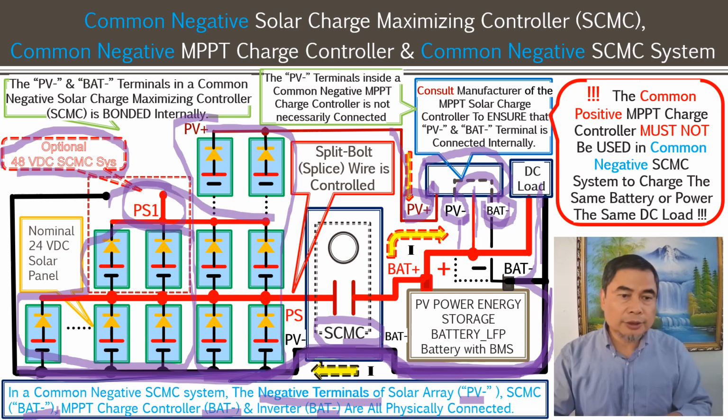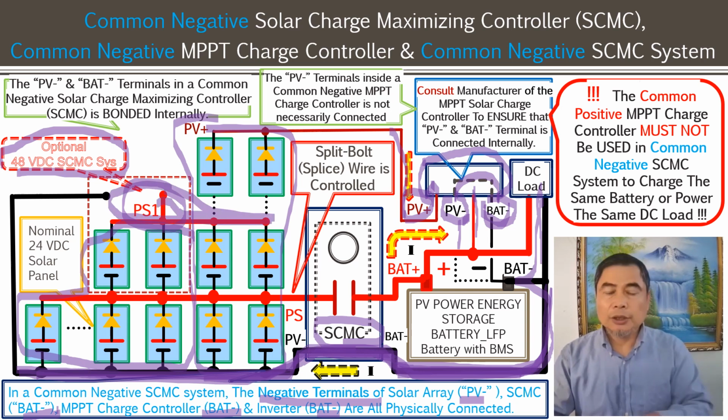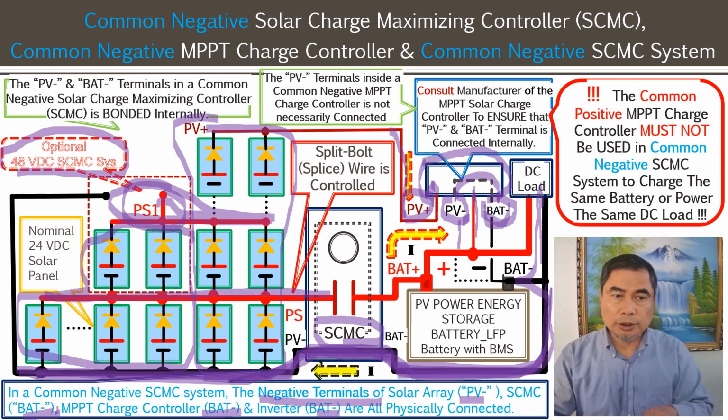Now, you don't necessarily have to have this connected to make a solar charge maximizing controller system. So that's the split wire we talk about. It's controlled by the solar charge maximizing controller, and the PV positive is still connected to the MPPT solar charge controller. So this is the common negative system design. We make sure that this will not be mixed with the common positive, because a common positive solar charge controller cannot be used in this common negative solar charge maximizing controller design. It's very, very important.